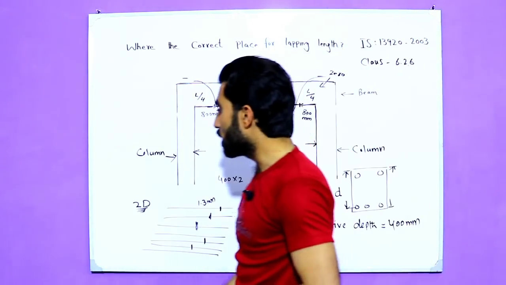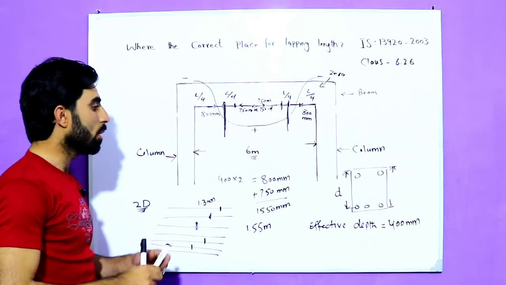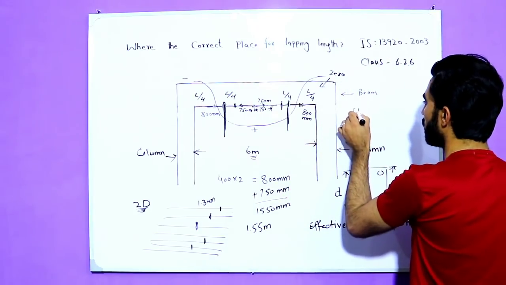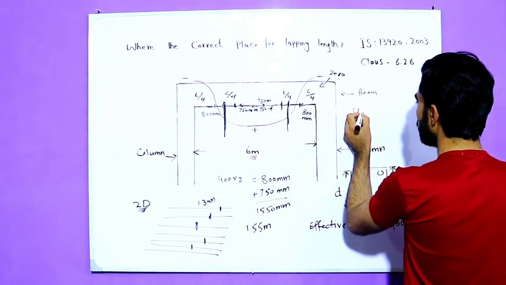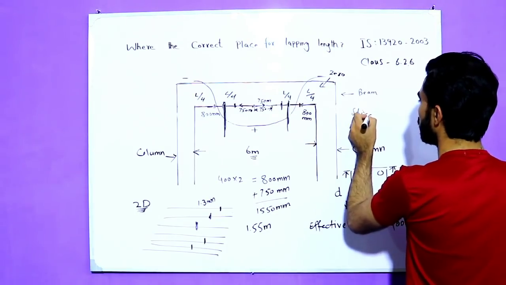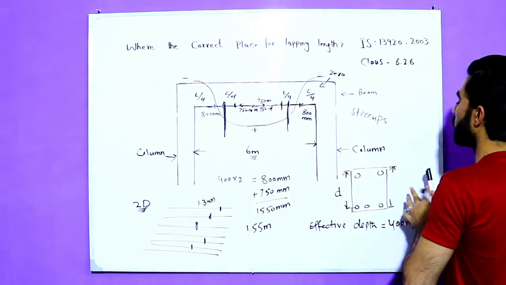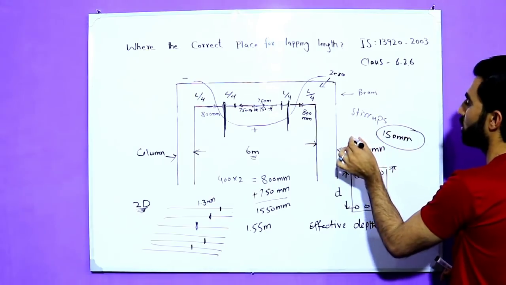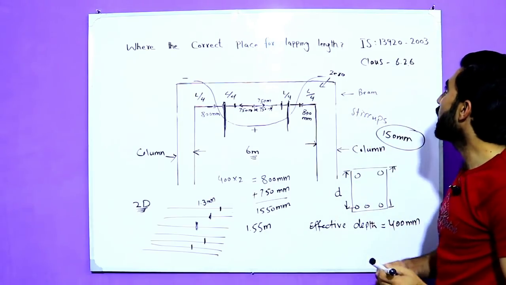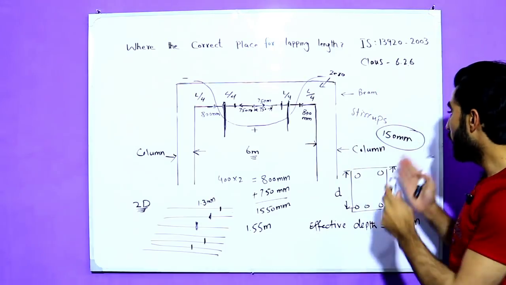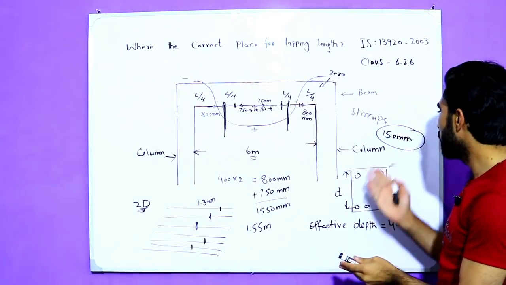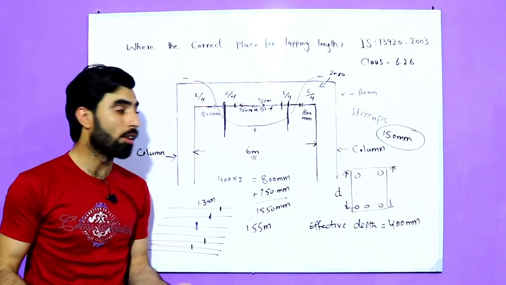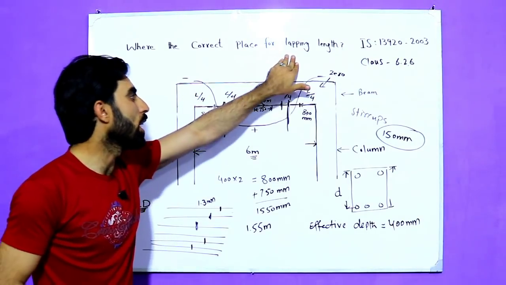IS code. So guys, there is also one other question about beam. Okay, the stirrup spacing should not be more than 150 millimeters. This is also in IS 13920 in the clause of this one. Okay, the stirrup spacing should not be more than 150 millimeters. So guys, this is the very important topic in which you learned where is the correct place for lapping length.